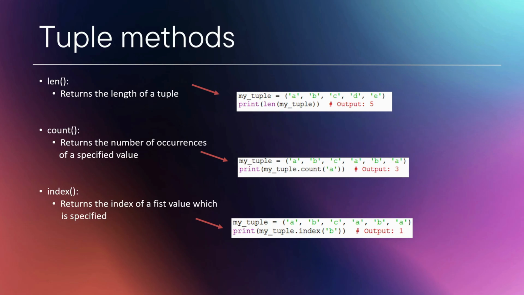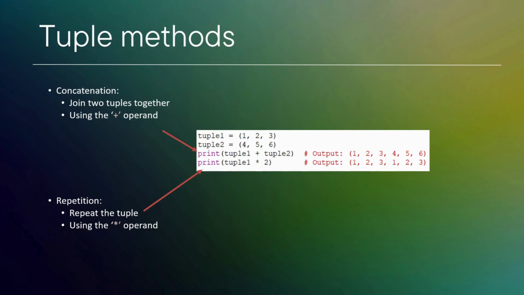We have the length method, len, which returns the length of the tuple. Then we have the count method, which returns the number of occurrences of a specified value. So if I put in a value, I can see how many times it appears in a tuple. Then we have index, similar to lists, where we can get the index of a particular value within a tuple.